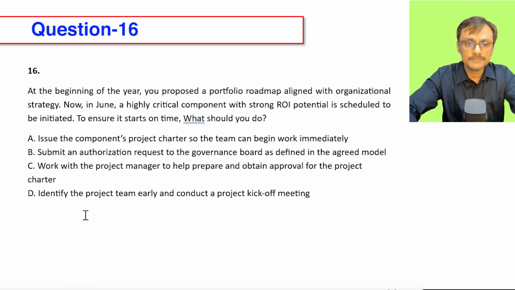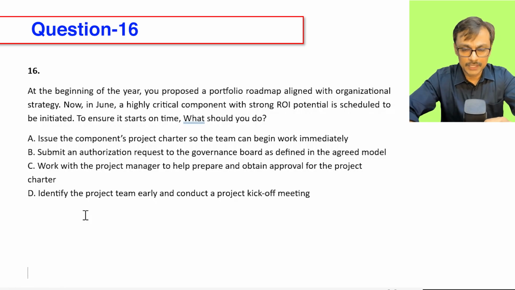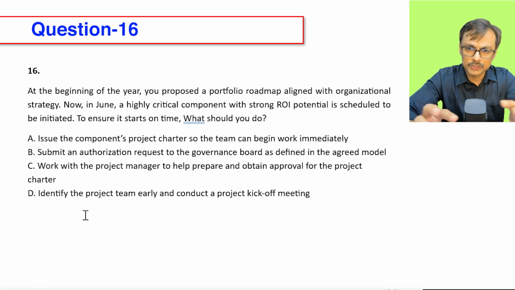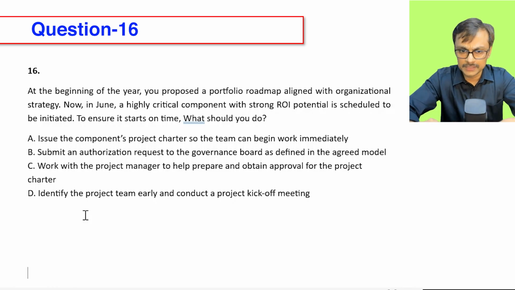Question number 16. At the beginning of the year, you proposed a portfolio roadmap aligned with organization strategy. Now, in the middle of the year, in June, a highly critical component with strong ROI potential is scheduled to be initiated. So we are in the middle of the year. To ensure it starts on time, what should you do? You already have an approved roadmap, done at the beginning of the year, and you are starting as per the approved roadmap in June. What should you do? That is the question.